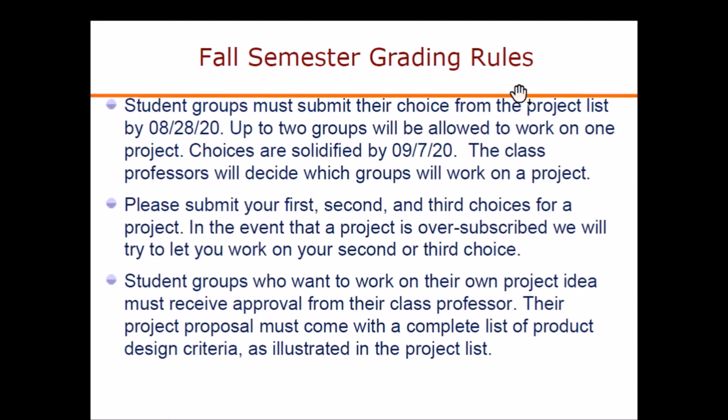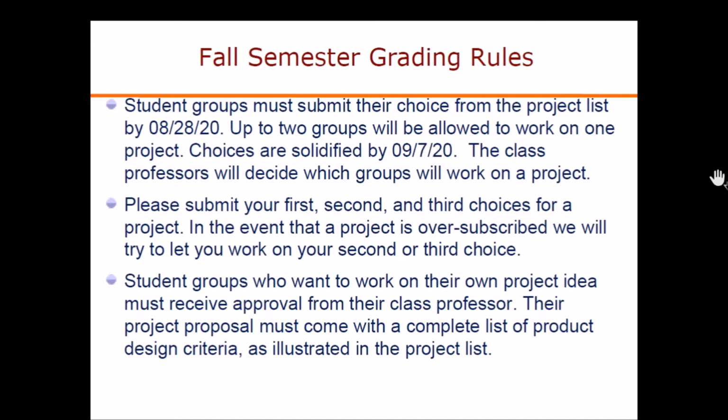In the fall semester, our grading rules, right? Student groups must submit their choice from the project list by 8/28. Up to 2 groups will be allowed to work on 1 project, and choices are solidified by September 7th. The class professors will decide which groups work on which project. So that means by the 28th, you have to submit the form, right? If you're picking your own project then, right, we're going to work with you, and choices for the projects will all be solidified by September 7th.